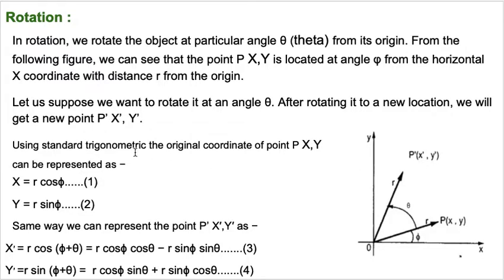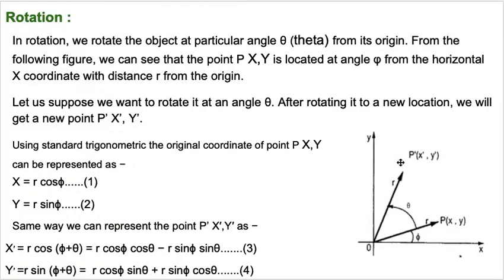Using standard trigonometry, the original coordinates of point P(x, y) can be represented as x equal to r cos phi, and y equal to r sin phi. You already know that. The y-axis goes through sine, and the horizontal x-axis goes through cosine. In the same way we can represent the point P dash (x dash, y dash).